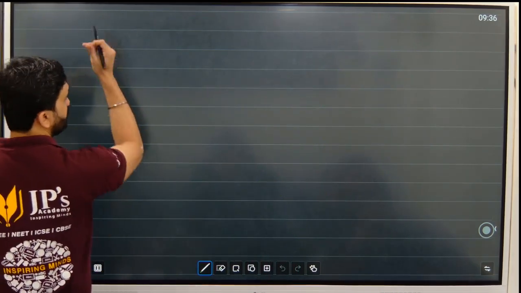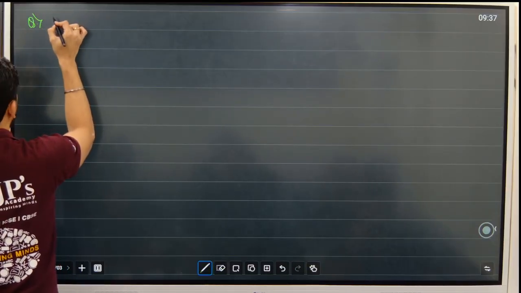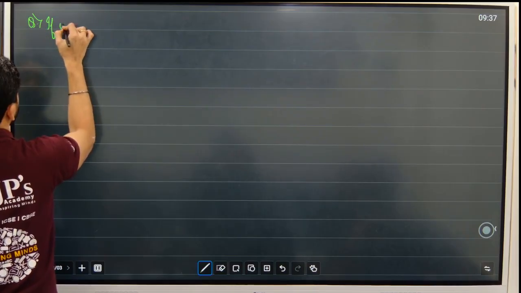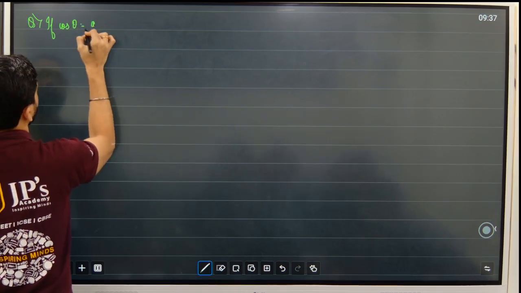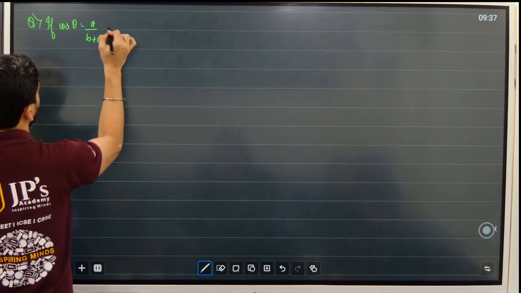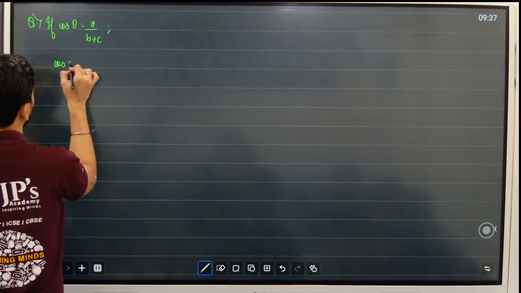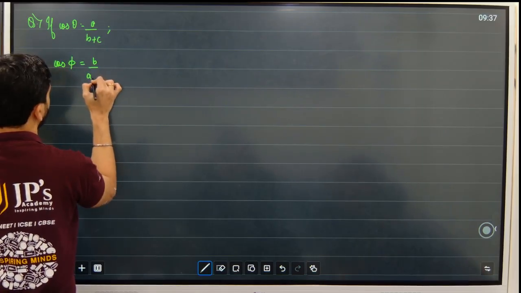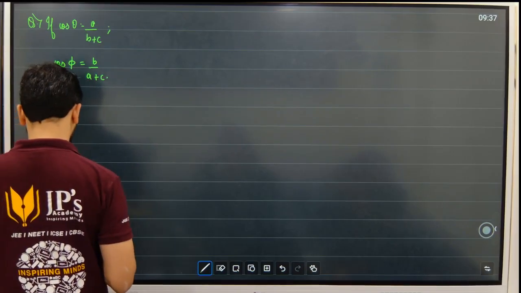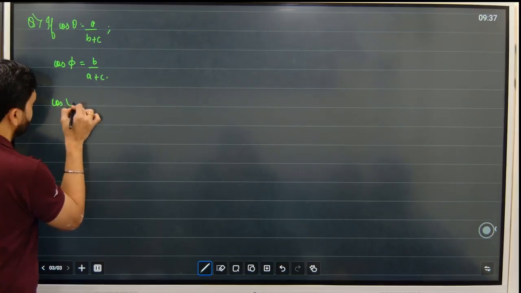Okay, देखो ध्यान से. If cos theta is equal to A upon B plus C, cos phi is equal to B upon A plus C. ठीक है, ओके, चलो, can anyone tell me इसको क्या बोलते हैं?